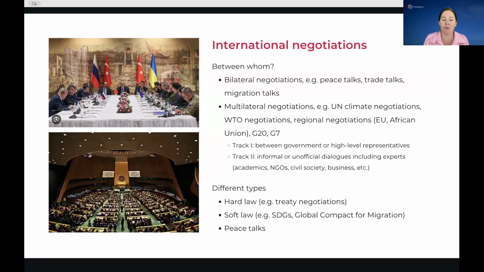And then there's also soft law. So any kinds of negotiations that might lead to recommendations, principles that are not codified in hard law, such as the 2030 Agenda for Sustainable Development and the SDGs, the Sustainable Development Goals, or the Global Compact for Migration, which was negotiated in 2018 at the United Nations. And then there will be other peace talks and many other types of negotiations, issue-specific, etc.